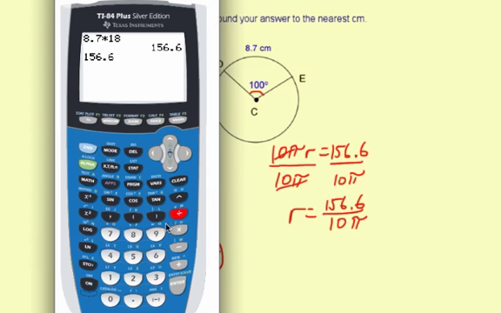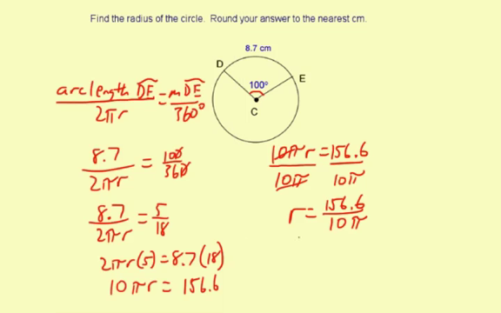156.6 divided by, and since I'm dividing by two things, I'm going to use parentheses. So 10 times 3.14 in parentheses. And you could do two separate calculations if you wanted to. You could do 156.6 divided by 10, then that answer divided by pi. Either way would be all right. So 4.987, rounding to the nearest centimeter, is going to be 5. So r equals 5 centimeters.